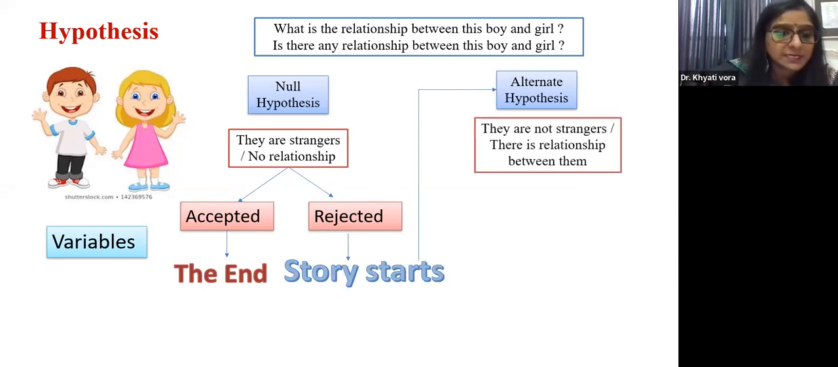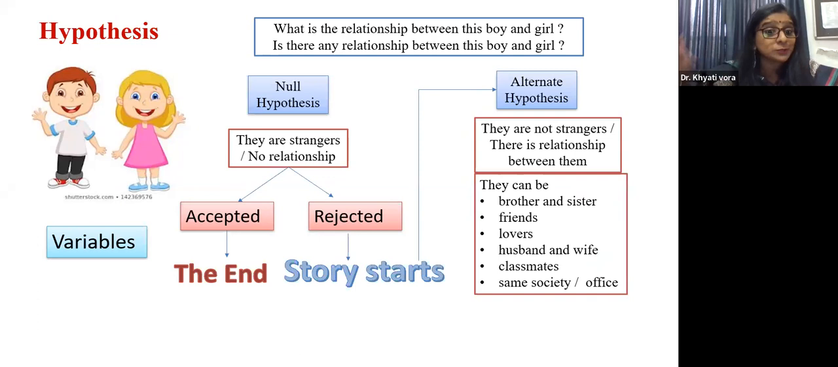And what do we say in the alternate? Okay, they are not strangers. They have a relationship. But the next question, abhi hum bahut kuch kar sakte hain. Achha relationship hai. क्या है ये लड़का लड़की के बीच में? क्या ये भाई बहन है, फ्रेंड्स है, लवर है, क्लासमेट्स है, कलीग्स है, एक सोसाइटी में रहते हैं, फॉलोवर और लीडर है, मेंटर मेंटी, क्या है ये? डॉक्टर और पेशेंट है, कुछ तो होंगे. जब रिलेशनशिप है कुछ तो होगा.